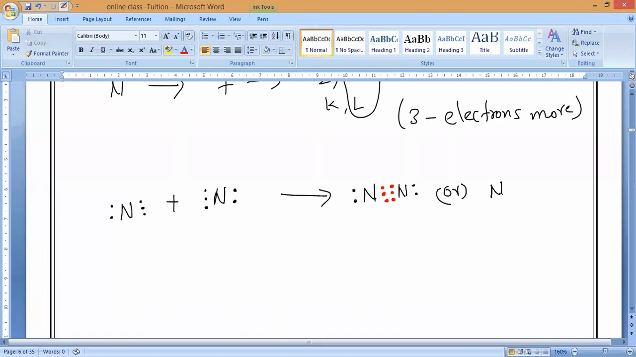So now how can I represent it? N and N. In the middle how many bonds? Triple bond. N and N. So this indicates shared electrons and unshared electrons. So triple bond. Okay, guys. Triple bond. Understand? Yes, sir. Now, any doubt, ask me.